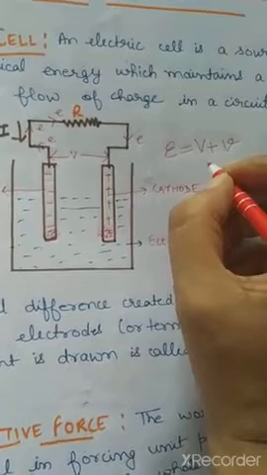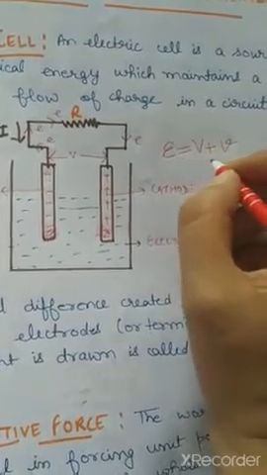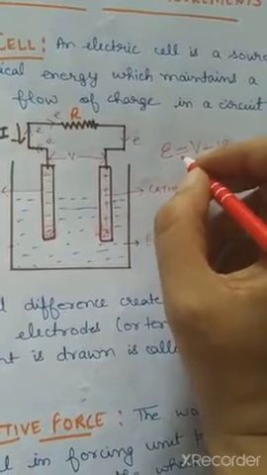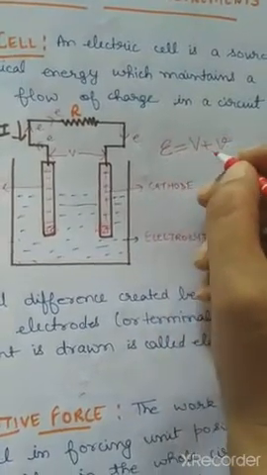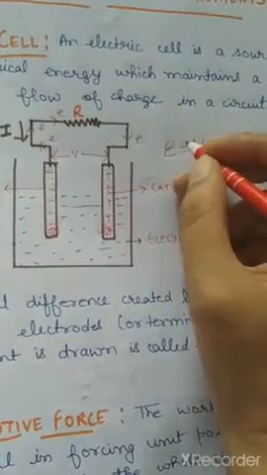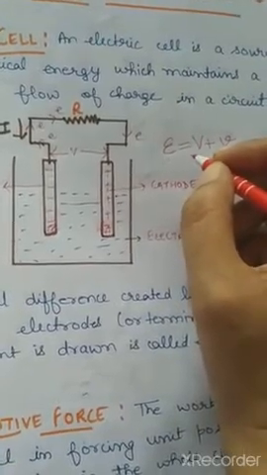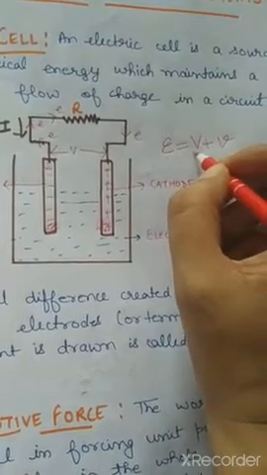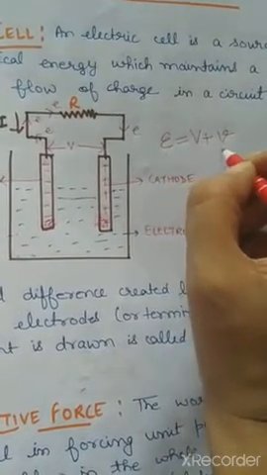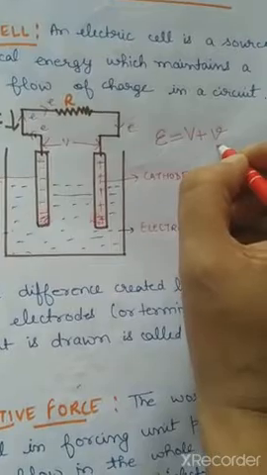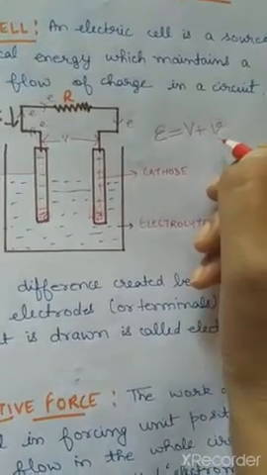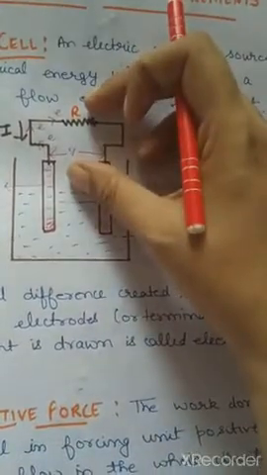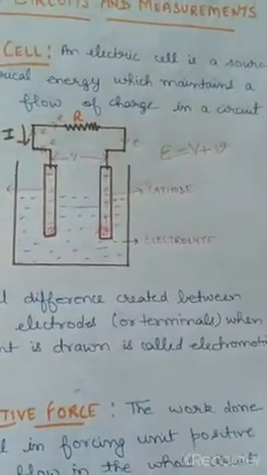This I hope you all know, because you all have studied it in class 10. Epsilon we use to represent EMF. In some books it is given as E; in your book it is given as capital E. So both are correct. So epsilon is the symbol for EMF. Capital V we take for terminal voltage, and small v we take for voltage drop. So the voltage drop will be inside the cell, the terminal voltage will be outside, and the total will be your EMF.